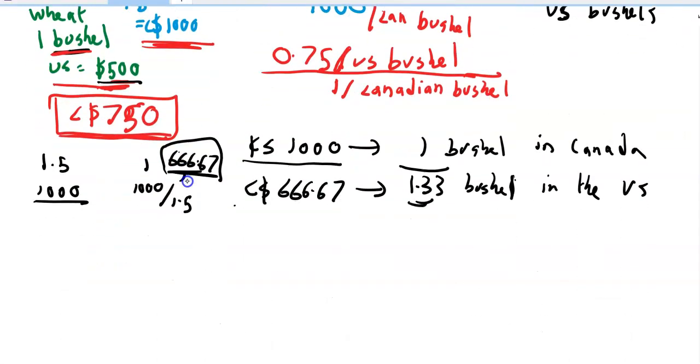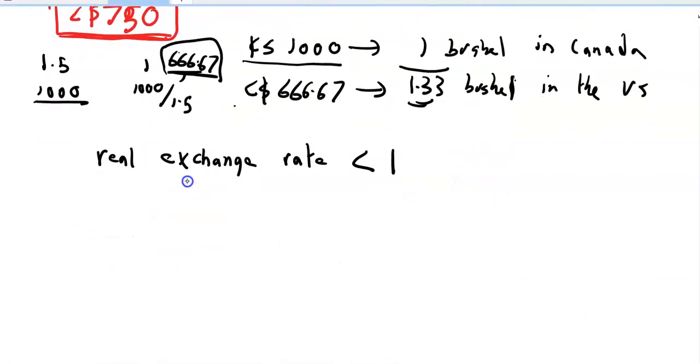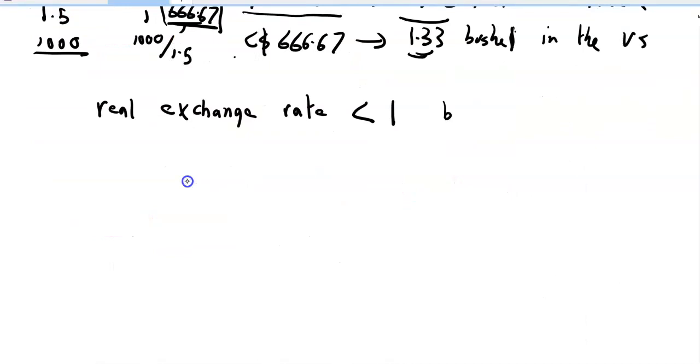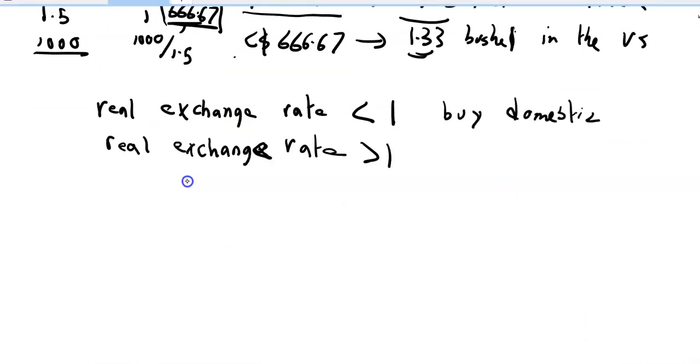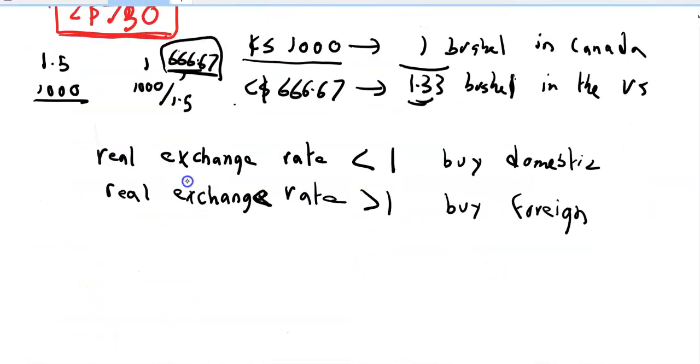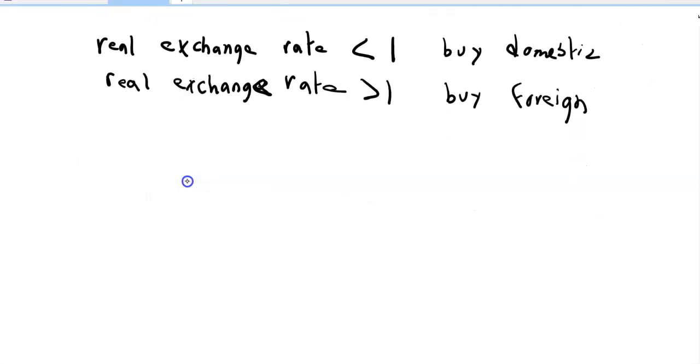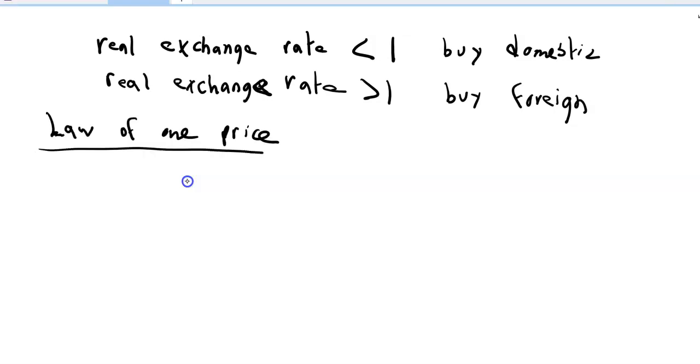So if the real exchange rate is less than 1, as we saw here, it's better to buy domestic. On the other hand, if real exchange rate is greater than 1, we should buy foreign. So real exchange rate helps us to figure out where it's cheaper to buy the product. Now from here, we get another concept called law of one price. This says that after adjusting for exchange rate, the price across the world for the same product should be the same.